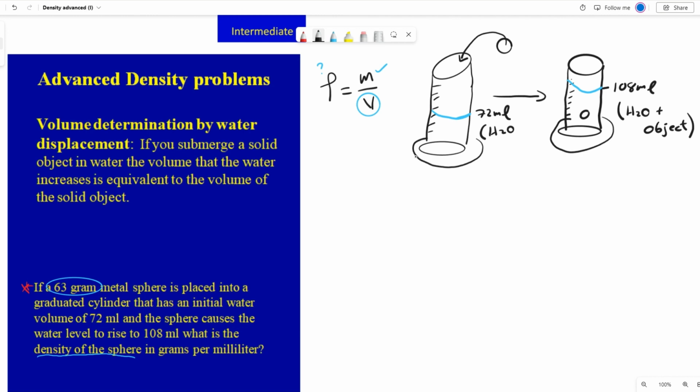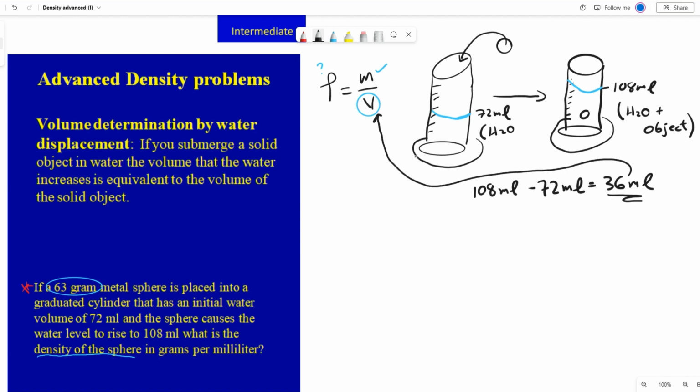if we subtract the 108 milliliters by 72 milliliters, we will get the volume of just the object, and that will be 36 milliliters. So now, in a roundabout way, we were given the volume of the object to be 36 milliliters.